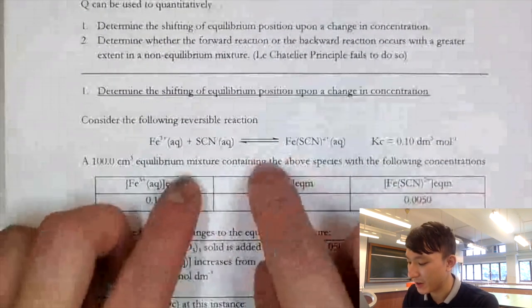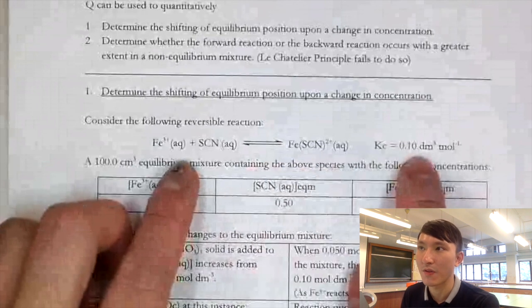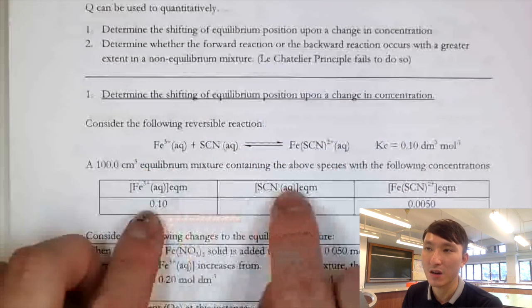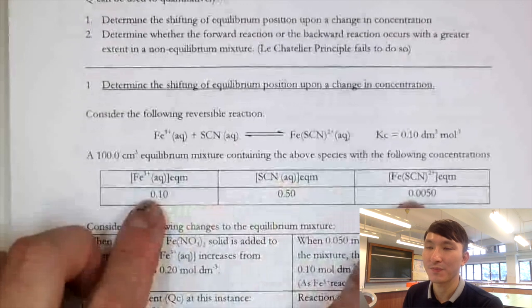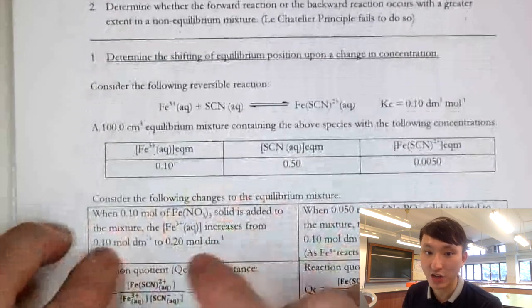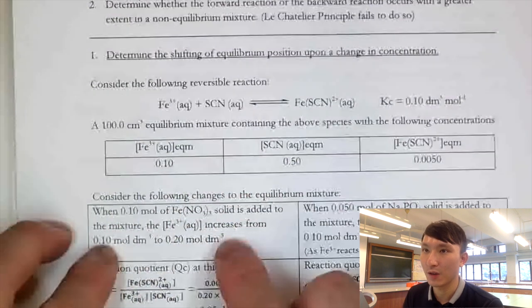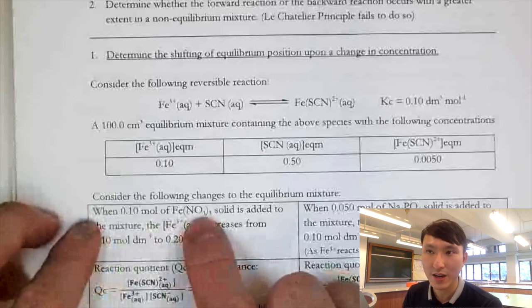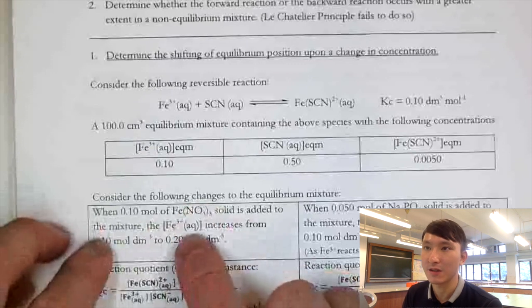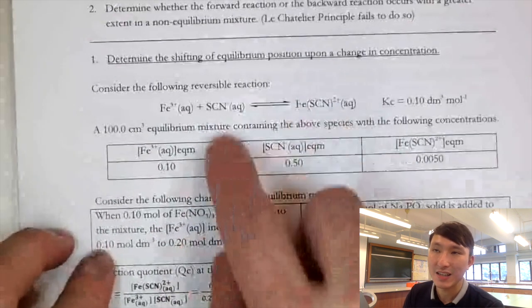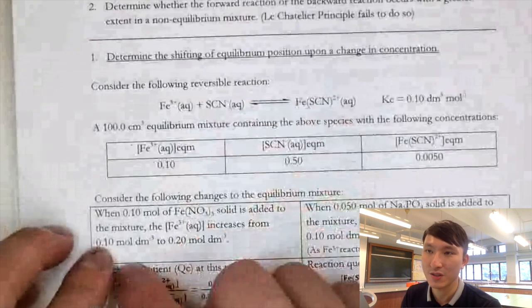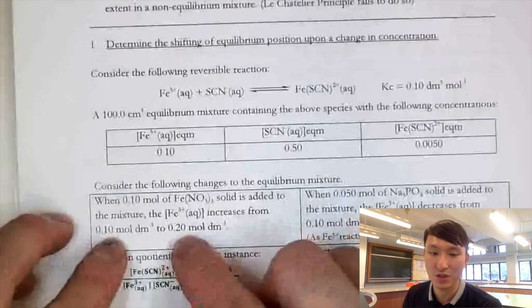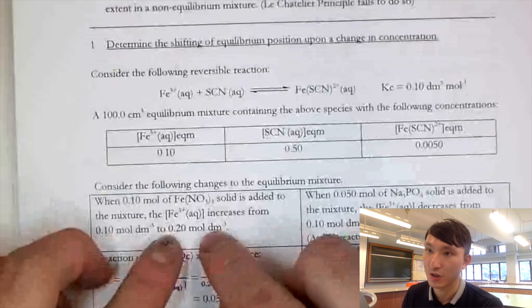Suppose we have this equilibrium system and we know the Kc, okay, 0.1. Now suppose we have 100 cm³ of the reaction mixture with the following equilibrium concentrations. And let's just say we have two changes occurring to the equilibrium mixture. Now the first one is we add 0.1 mole of Fe(NO3)3, iron(III) nitrate, and by adding this solid you expect to see an increase in Fe3+ concentration. So by increasing the Fe3+ concentration, because it's 0.1 mole added to the 100 cm³, you expect to see the concentration increase from 0.1 mol per dm³ to 0.2 mol per dm³, right?